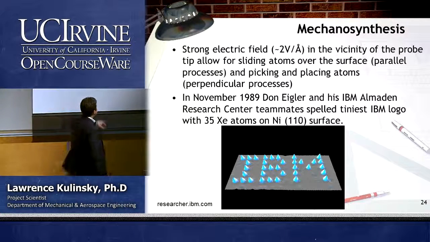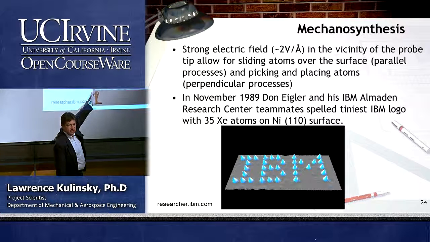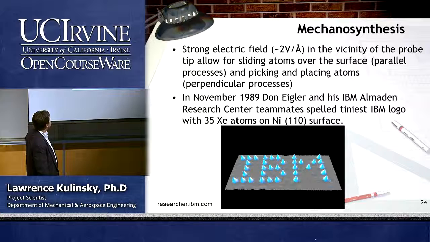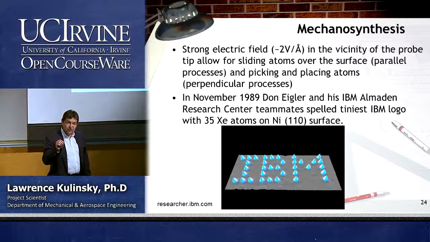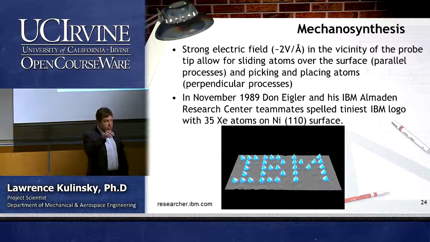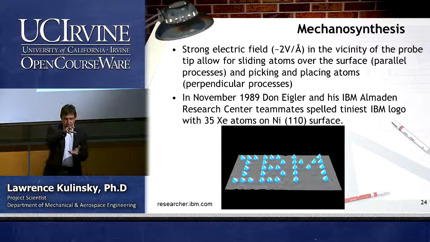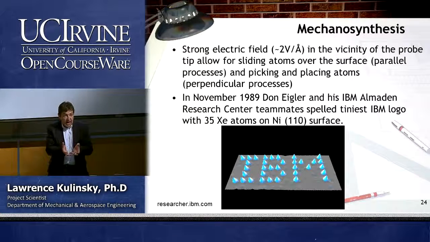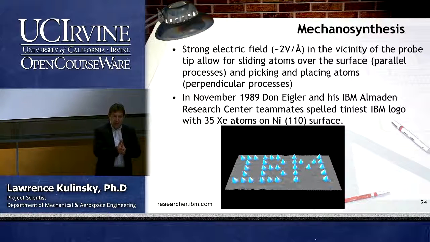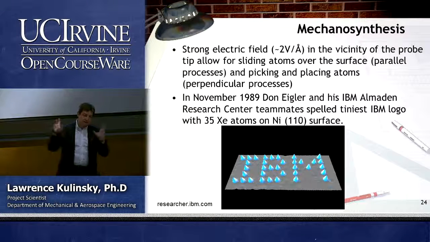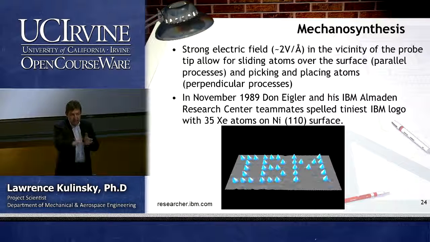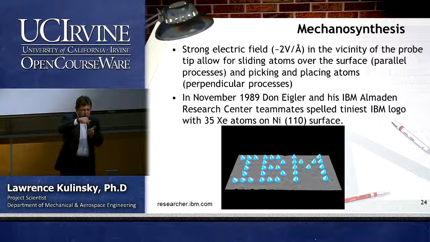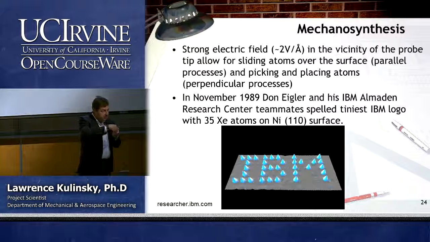So they spelled the world's smallest IBM logo. This was done at IBM on nickel with xenon atoms, okay? The reason you can do that is because for STM, not AFM, you actually have current going between the probe tip and the surface. So you can use that current to affect individual atoms on the surface. So you can do two things. First, what they call in lingo parallel movement. Basically it means you can just probe the atom to go from one place to another on the surface.